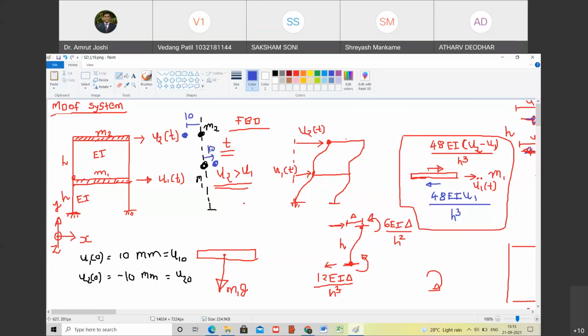Is it clear? Yes, sir. We started the single degree of freedom system in the same way. We pulled the mass by U0. We just left it. Are you with me? Yes. And then we observed the oscillations. We will do the same here. U10 and U20 are the initial conditions. Do you agree with me?